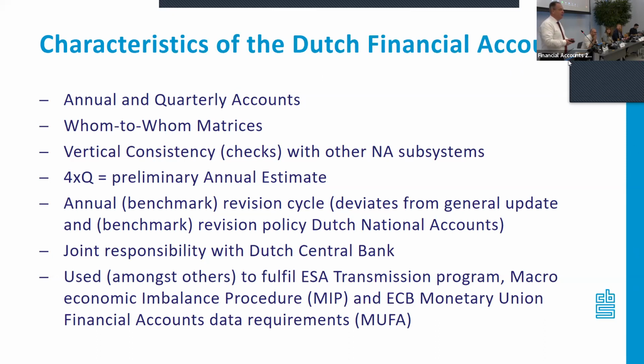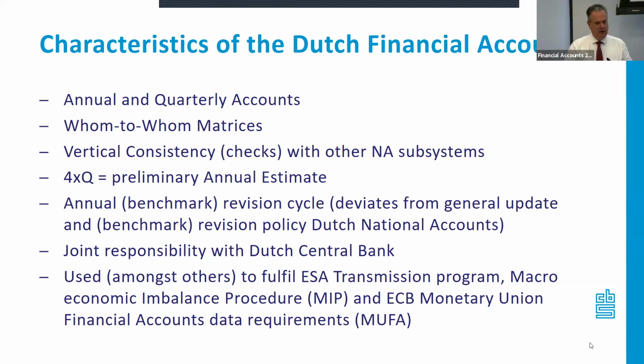We have annual and quarterly accounts. So we also have quarterly financial accounts and balance sheets. We have whom-to-whom matrices. We do quarterly consistency checks, so also with the non-financial accounts and other national accounts subsystems. We have a production cycle in which we say, okay, if we have four quarters, that's our first preliminary annual estimate.